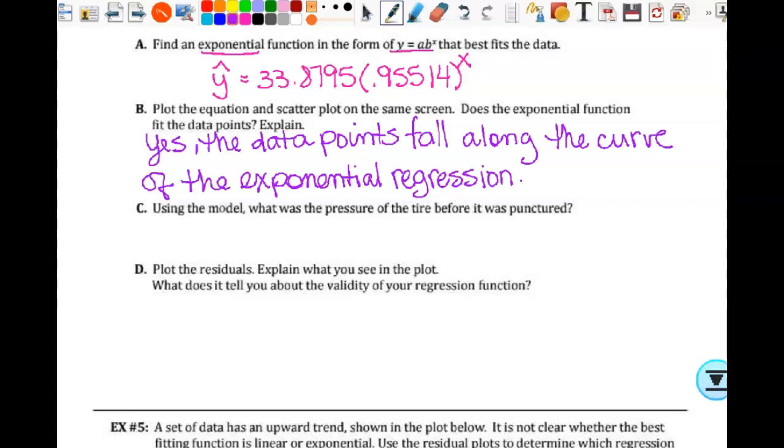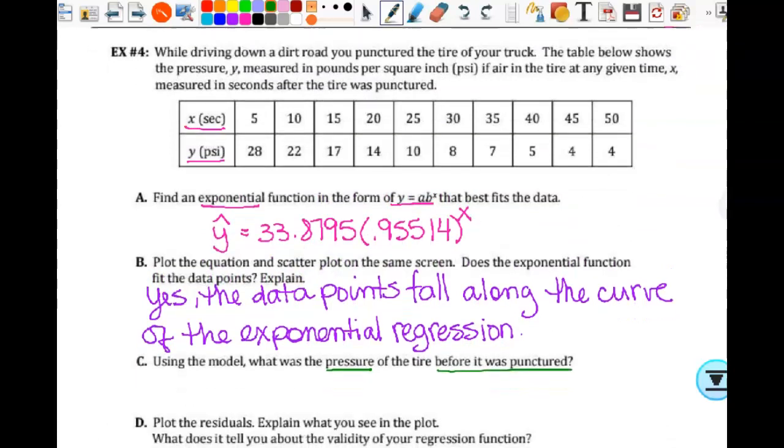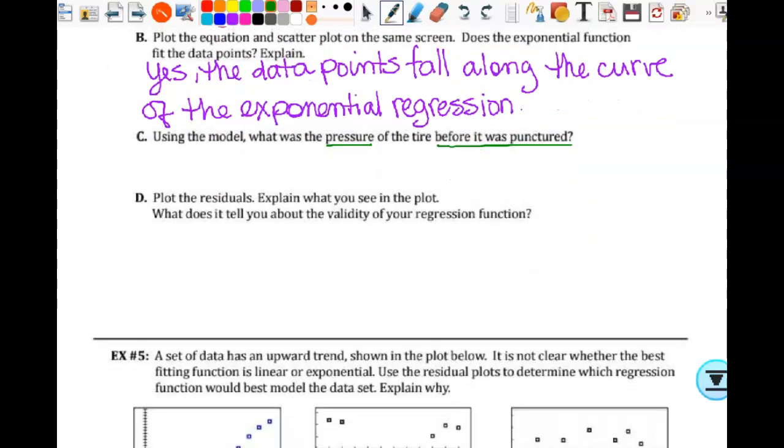All right. So then it says, using the model, what was the pressure of the tire before it was punctured? So I want the pressure before it was punctured. So what is it asking me to find? 0. Just 0? What is 0 going to be? Is 0 the pressure or the seconds? The seconds. So 0 is x, right? So basically I want y of 0 hat, which is one way to write it.